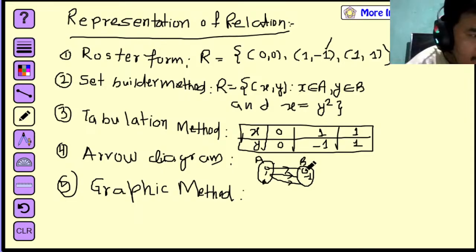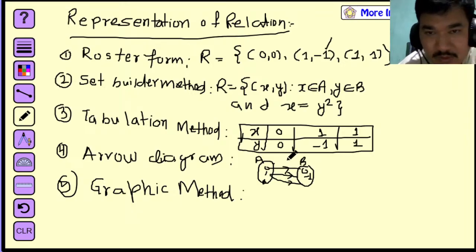0. Here is -1, and here also we have 0, -1, 1. Here is 1. This is the way by which we represent the set of ordered pairs, which is the relation. This method is known as an arrow diagram.